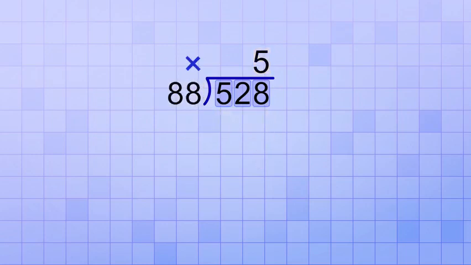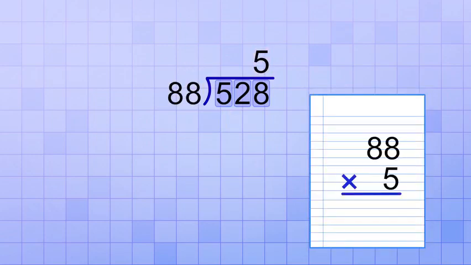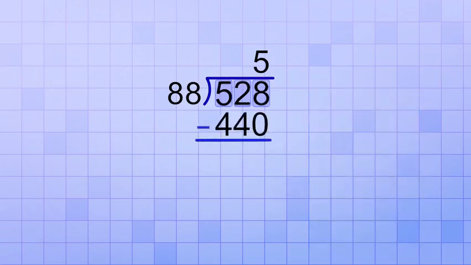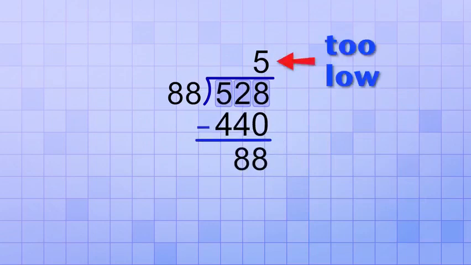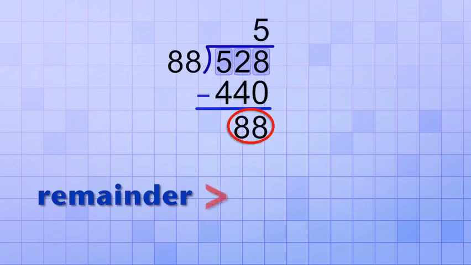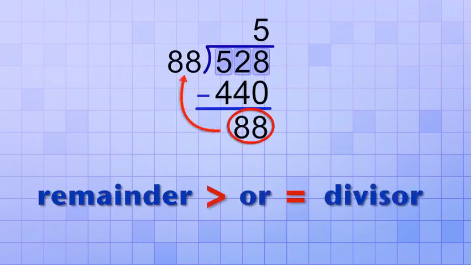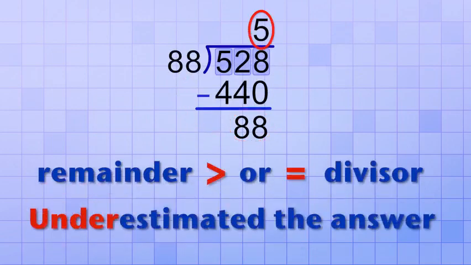Now, 5 times 88 is kind of tricky on its own, so you may want to use scratch paper to work it out. 5 times 88 is 440, and when we subtract 440 from 528, we get a remainder of 88. Looks like our estimate was too low. Whenever the remainder is greater than or equal to the divisor, it means we underestimated the answer.